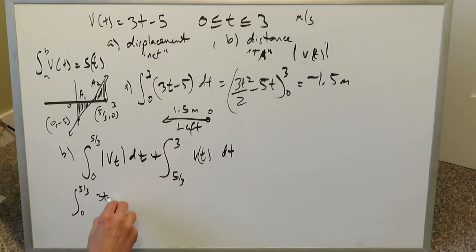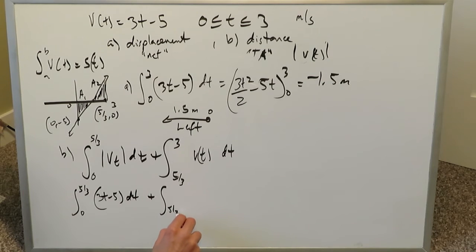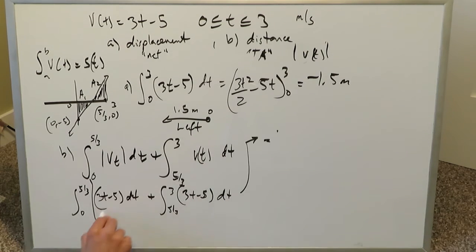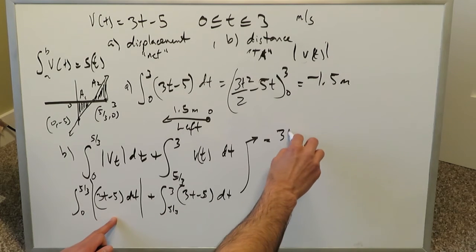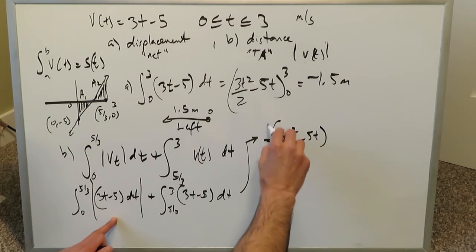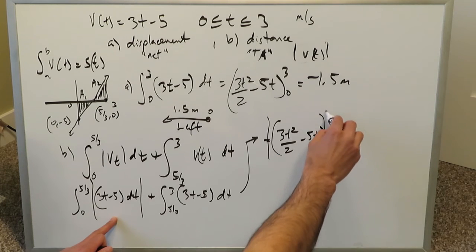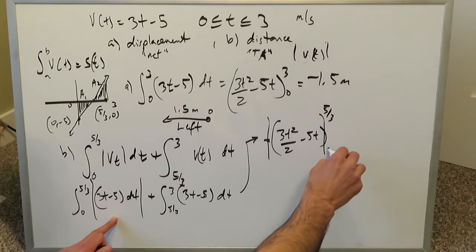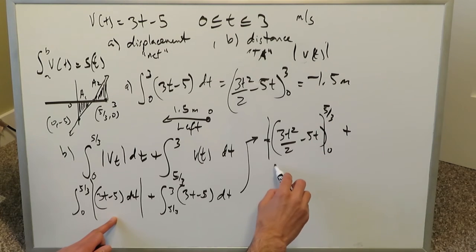It's the integral of 3t minus 5 dt, plus here we have 5 over 3 to 3 of 3t minus 5 dt. And you know this right here is easy definite integration. Of course we have to bring absolute value into all of this, we shouldn't forget that. We'll have 3t squared divided by 2 minus 5t, all in absolute value, from 0 to 5 over 3, plus, let's come down over here.